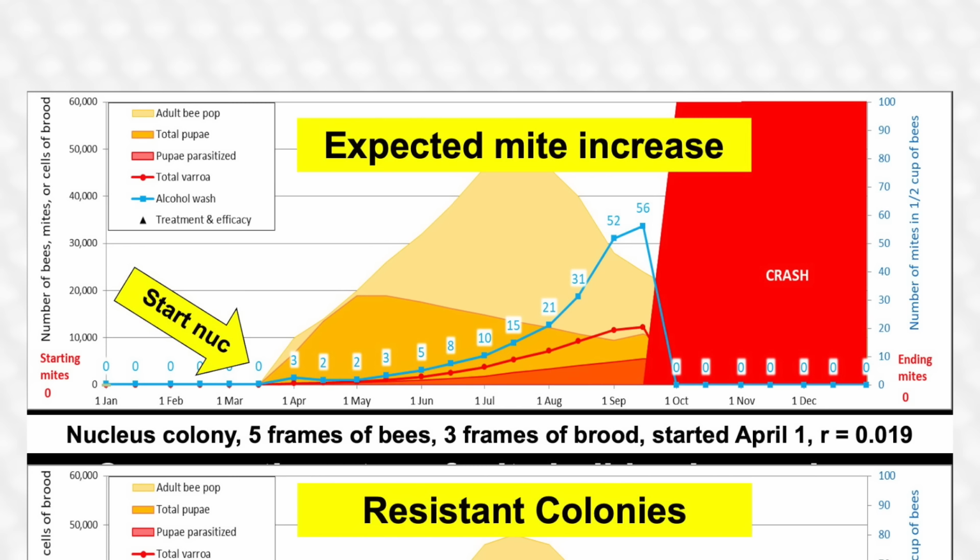It's going to die. And then this would be your varroa population here, which climbs at an exponential curve. And then this would be your mite wash count for a half cup of bees. So a typical progression when we started this would be going from a zero count here, by September, we're up to a 50 or 60 count, and without treatment, the colony would die.